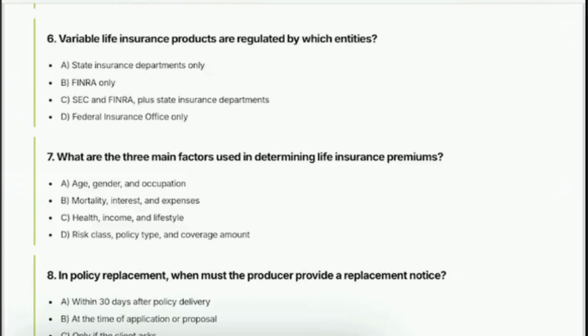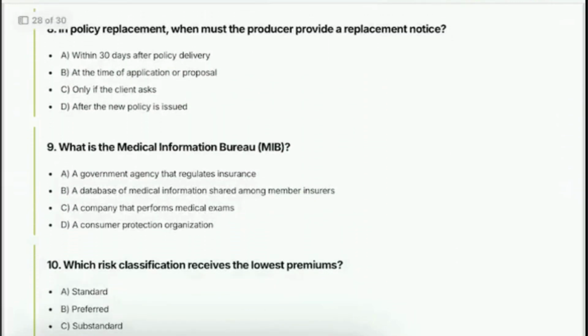Number 7, what are the 3 main factors used in determining life insurance premiums? Age, gender, and occupation, mortality, interest, and expenses, health, income, and lifestyle, or risk class, policy type, and coverage amount. Number 8, in policy replacement, when must the producer provide a replacement notice? A, within 30 days after policy delivery, B, at the time of application or proposal, C, only if the client asks, or D, after the new policy is issued.